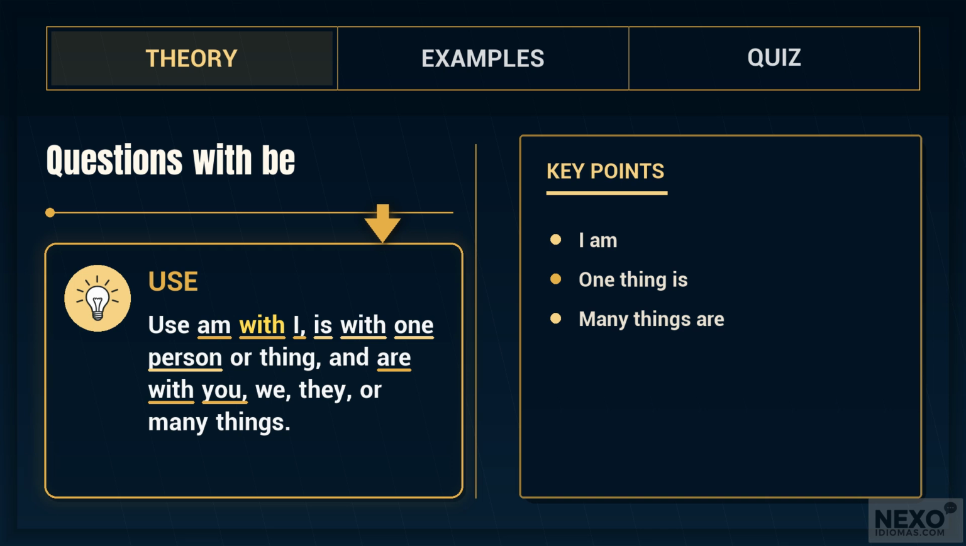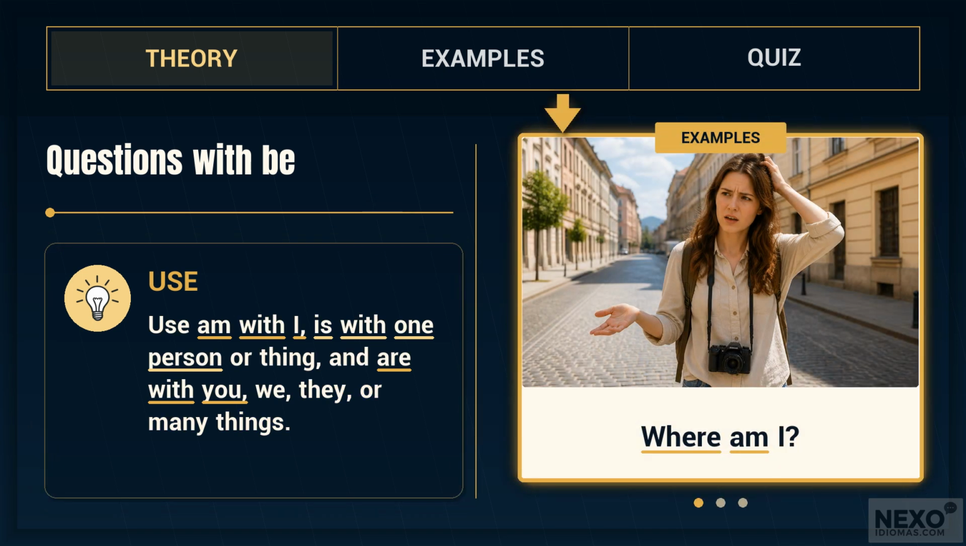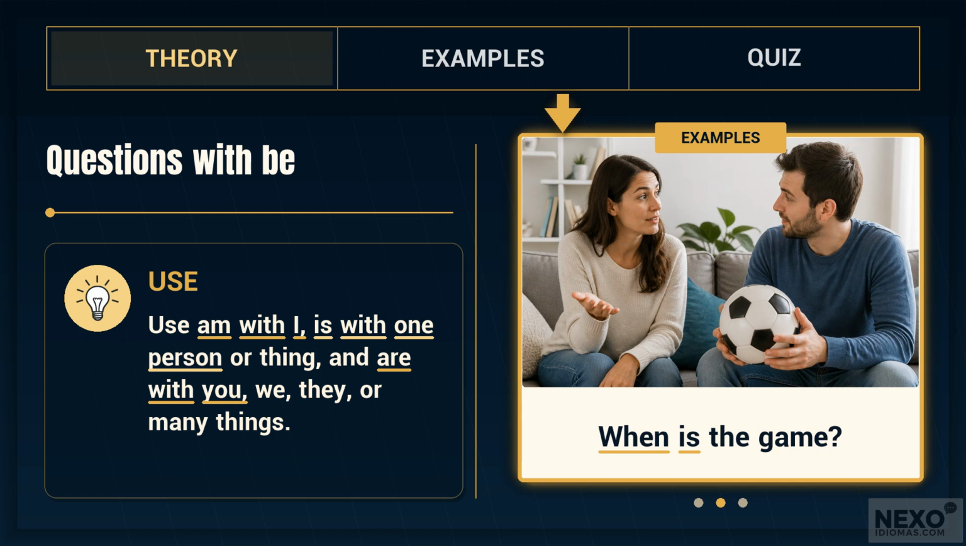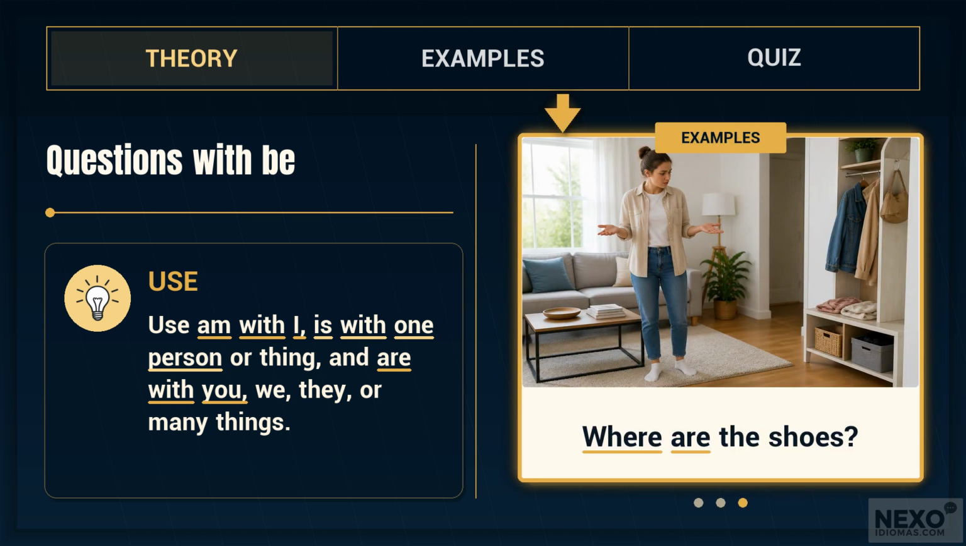Use am with I, is with one person or thing, and are with you, we, they, or many things. Example. Where am I? Example. When is the game? Example. Where are the shoes?